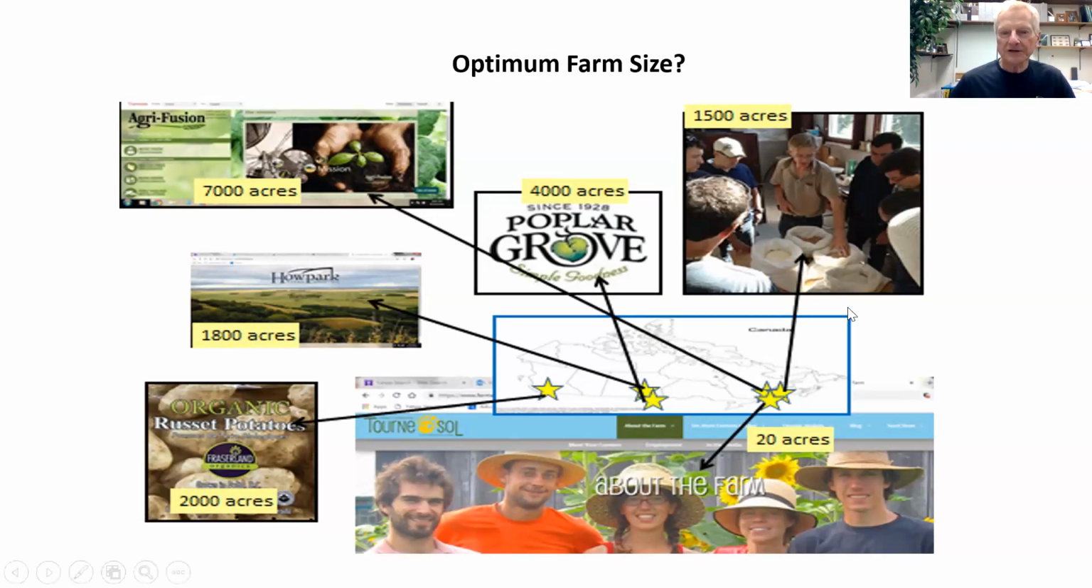But when I look across the country, I can see organic farms. This is the one that I just talked about in Quebec. They were 1,500 acres at the time. Right next to it is a 20-acre farm. I'll come back to it. And then in Quebec, the largest farm is actually an organic farm. It's 7,000 acres. Two farms in Manitoba, Poplar Grove, 44,000 acres, Howe Park, about 2,000 acres, and then Fraserland Organics is 2,000 acres. A couple of interesting things that I've observed with these farms.